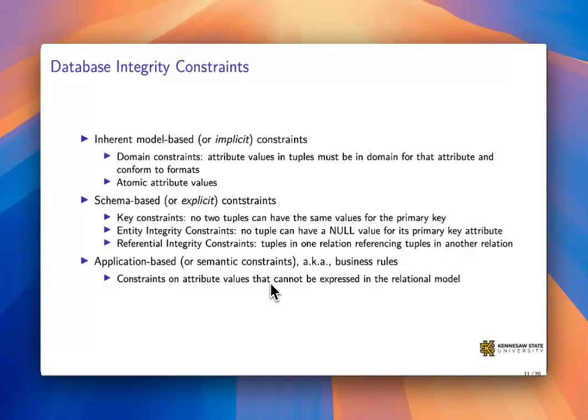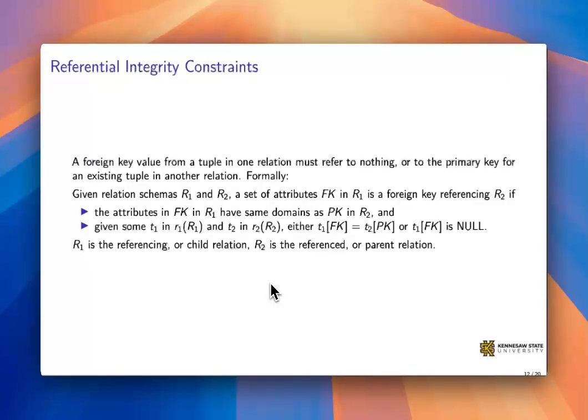And then finally, you have application-based constraints. These are also called semantic constraints or business rules, and these are constraints on attribute values that cannot be expressed in the relational model directly. So, referential integrity constraints occur when you have a foreign key value from a tuple in one relation referring to the key of a tuple in another relation.